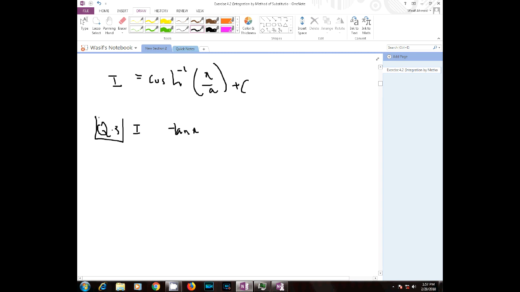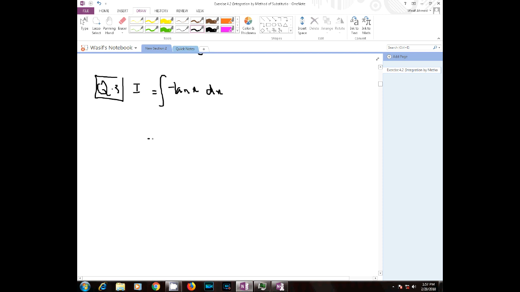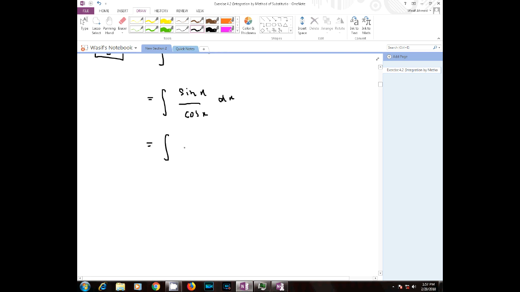Let it be I. This could be written as sin x divided by cos x. And since we can see that this comes out to be equal to cos x raised to the power minus 1. Note that this is not the inverse, this is the power minus 1, that is the reciprocal.